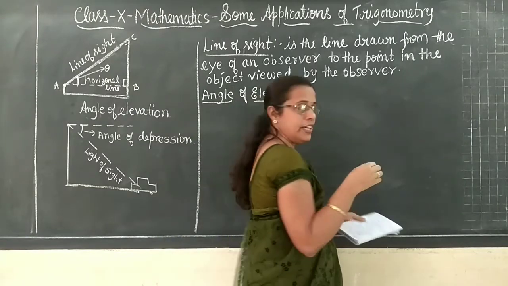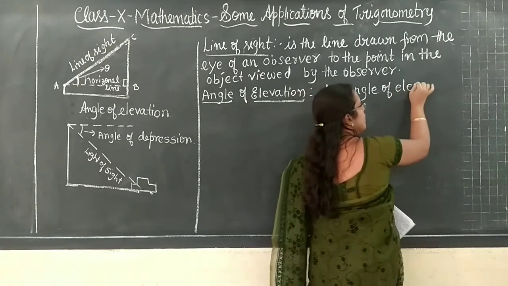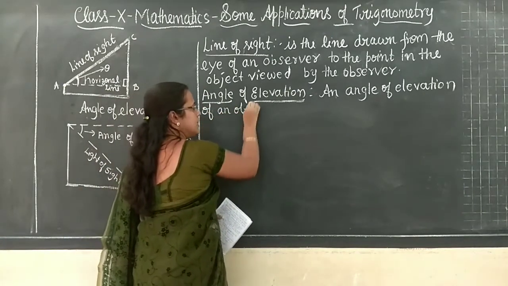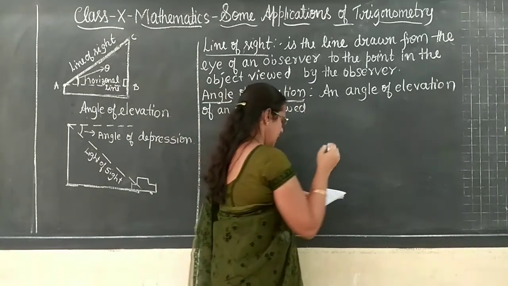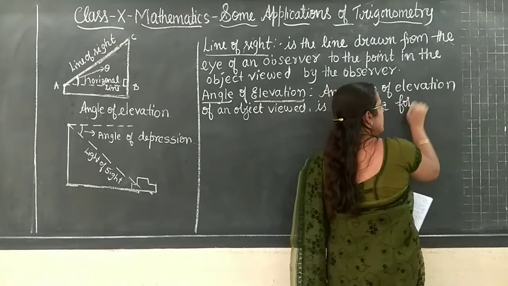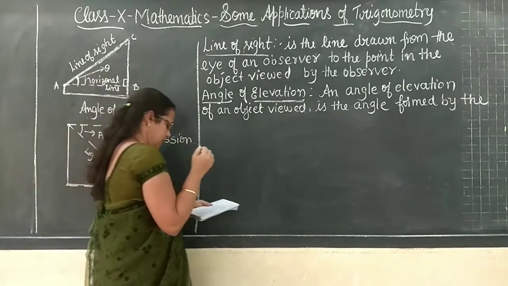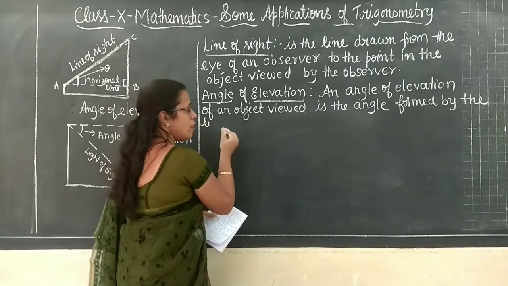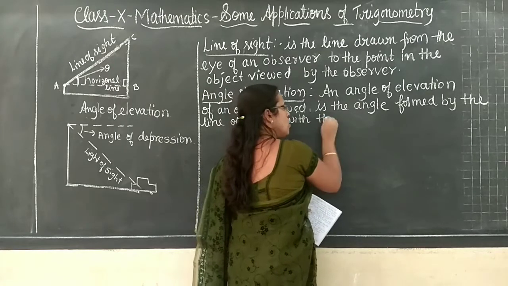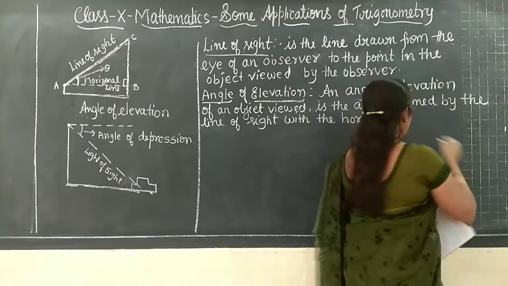Write down: the angle of elevation of an object viewed is the angle formed by the line of sight with the horizontal when it is above the horizontal level.